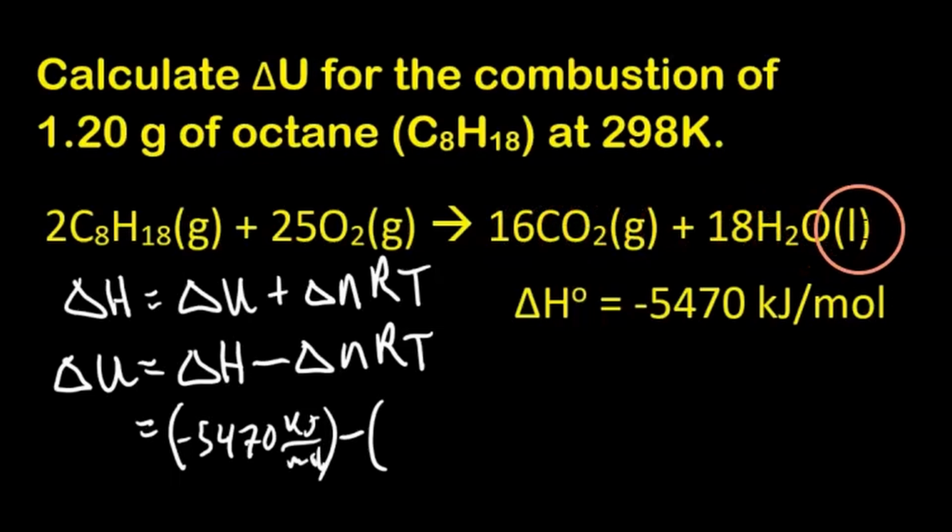So now you might be wondering why this water is not a gas. When this reaction occurs, we do produce gaseous water, but at 298 Kelvin, the water is a liquid. So you can imagine when this reaction occurs, it may heat up, but initially you're at 298 Kelvin. It reacts, heats up, and then it cools back down to 298 Kelvin. These are the products once you're back at 298 Kelvin. So water would be a liquid. So we don't include it.